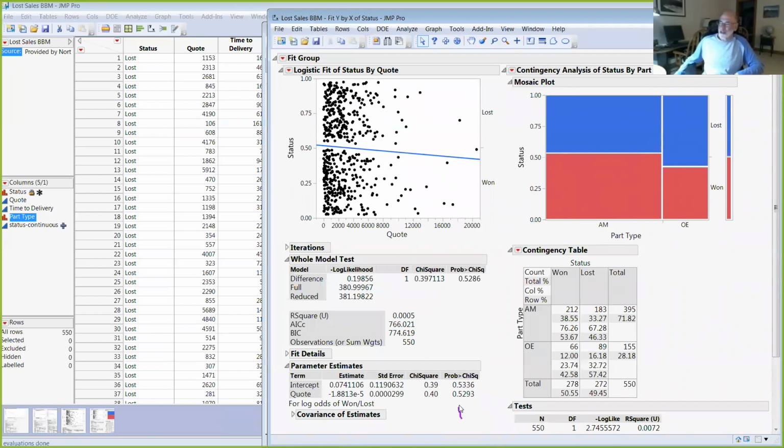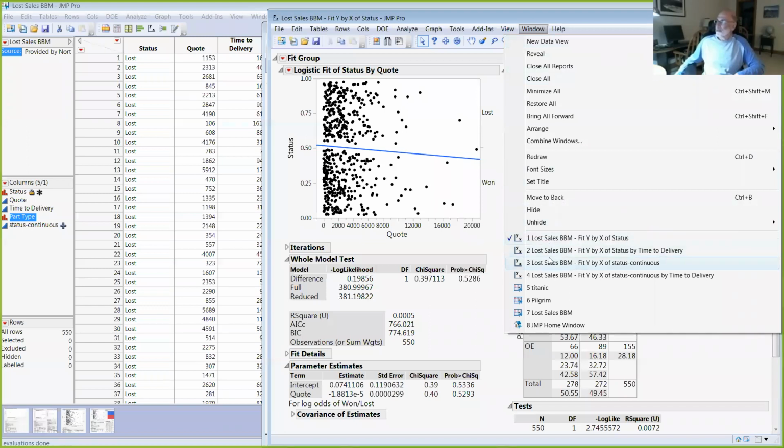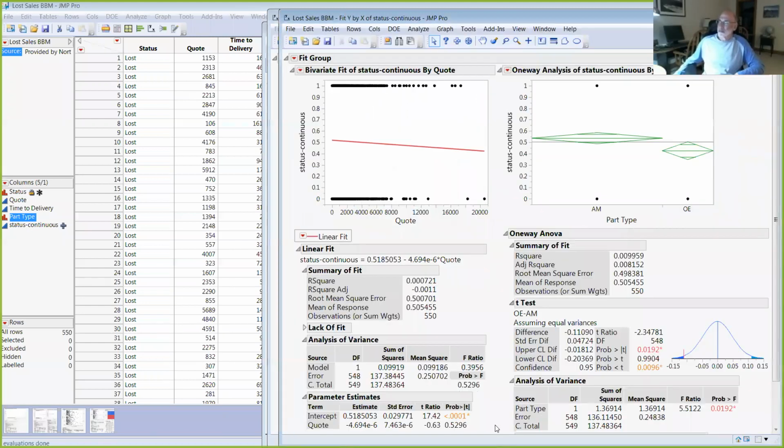And you also notice here the very high p-value. It's not a significant influence. This was 0.5293. Remember, back here, I think it was that one, the p-value was almost exactly the same thing.